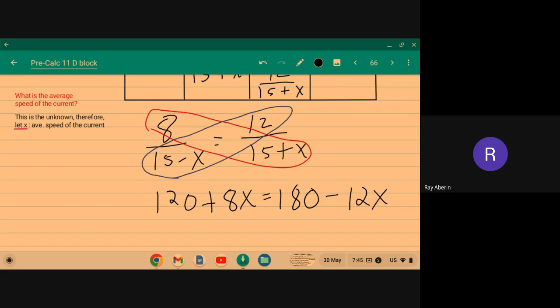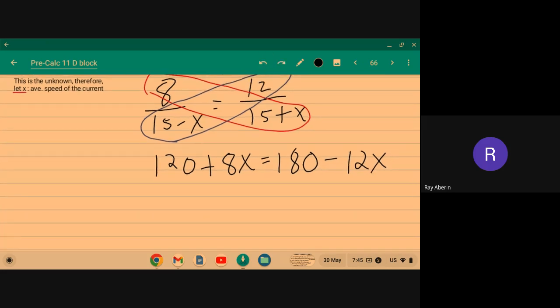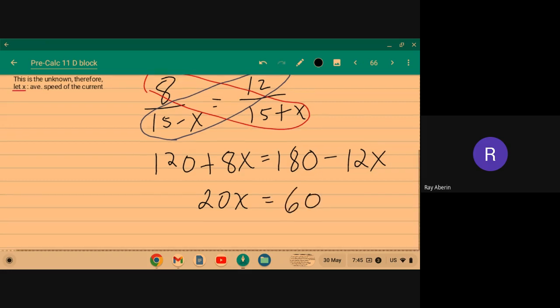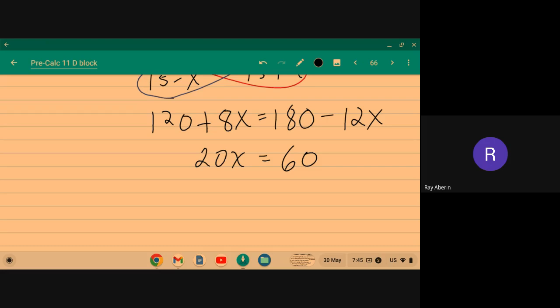So I'm going to move this over to the left side to make it positive. This move to the left side would make it plus 12, which makes this 20x. This moves to the right side, making it minus 120, and this is now 60. Dividing both sides by 20, the answer is x is equal to 3.